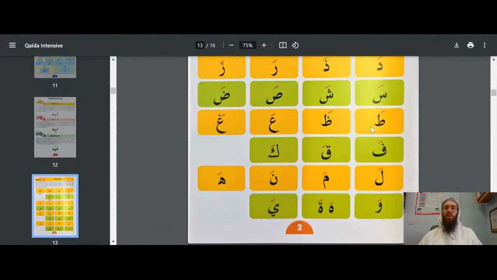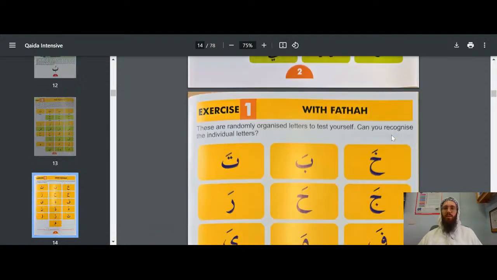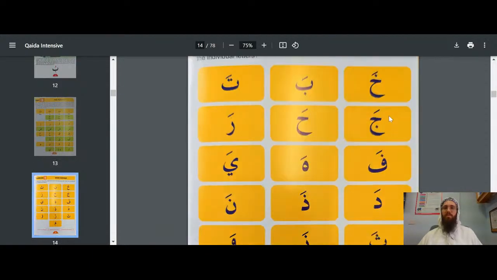So those hard ones like ta, va, a, ra, sod, saw. So the sod goes saw. It's exactly the sound you would expect. And here it is mixed up. No, you know your letters. You recognize this is a kha, and it goes with the fatha, it goes kha.